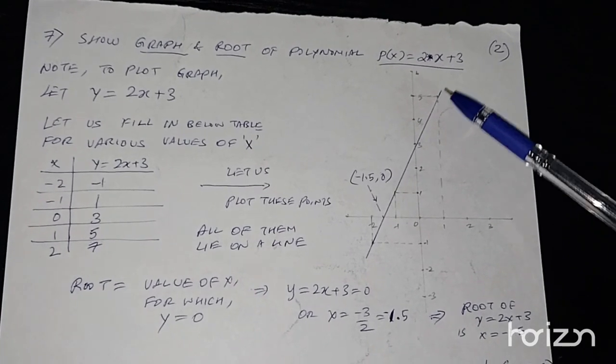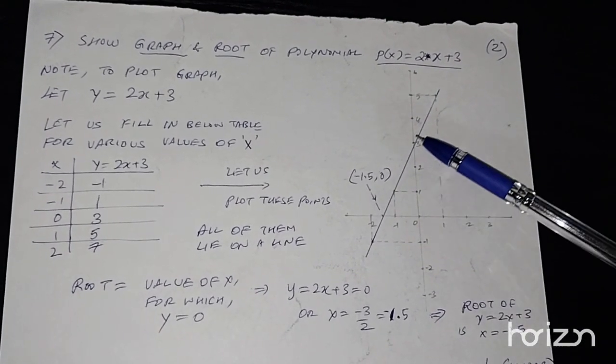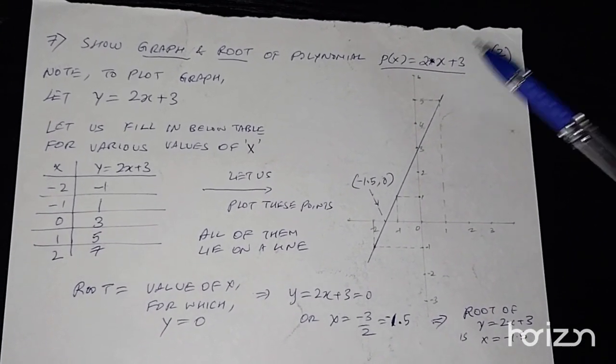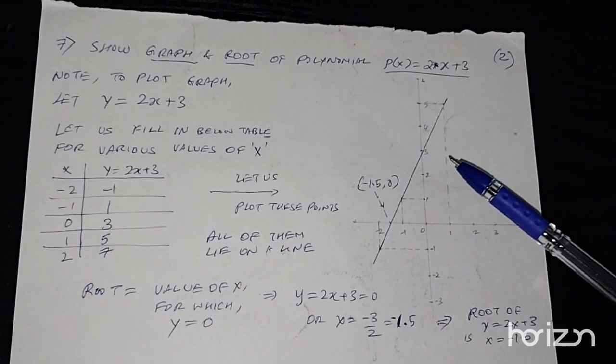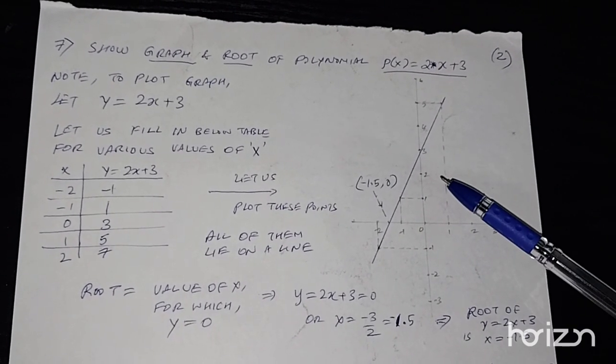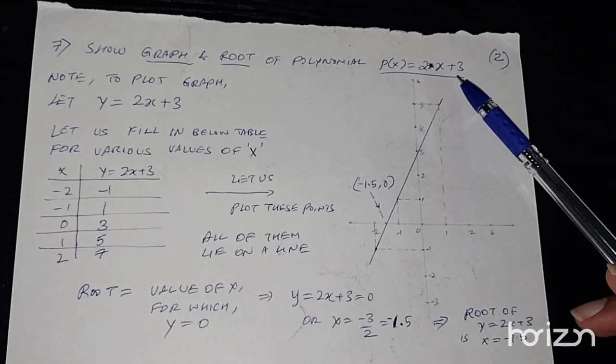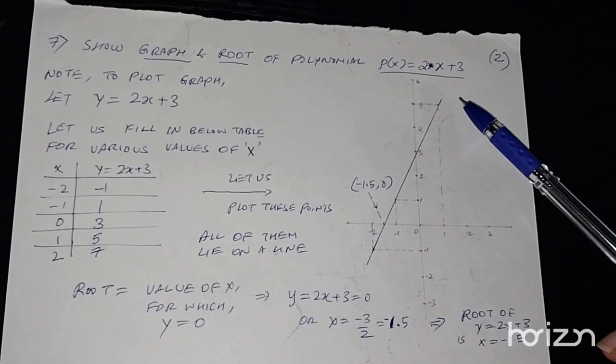Through all these points we can draw a straight line. Remember, a linear polynomial always gives you a straight line. I repeat again, a linear polynomial gives you a straight line.